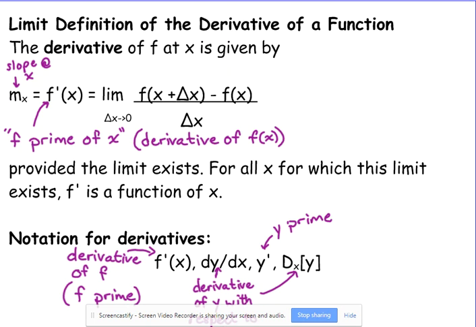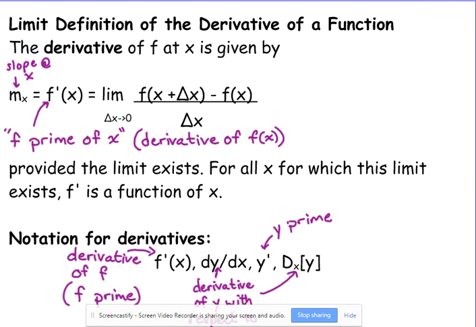So the derivative of f at some x is given by, now we have several different notations. The first one is m with a little subscript of x. Well, m is slope, so that's the slope at x. Or we use the notation f prime, that's the f with the little quotation mark there. We read that f prime of x, and f prime represents the derivative of the function f of x.